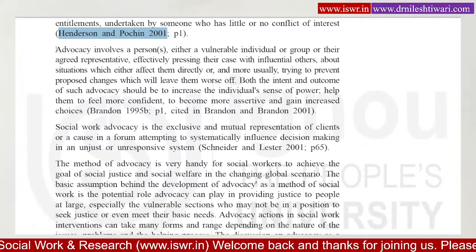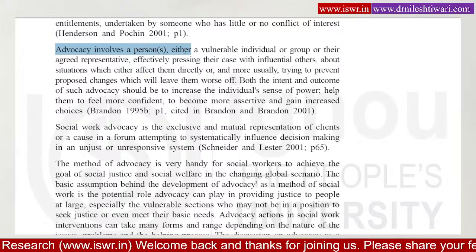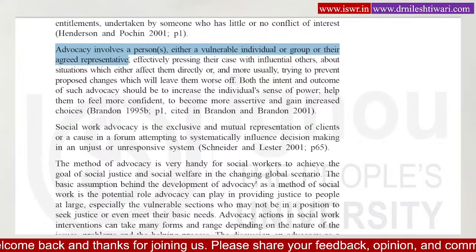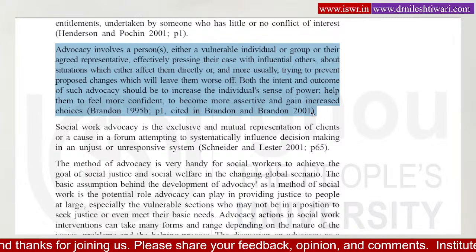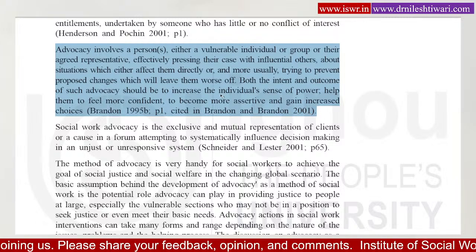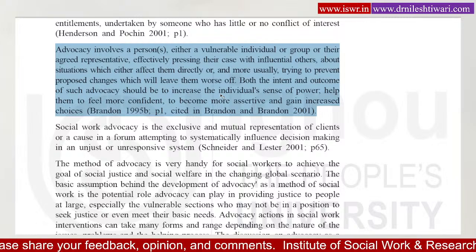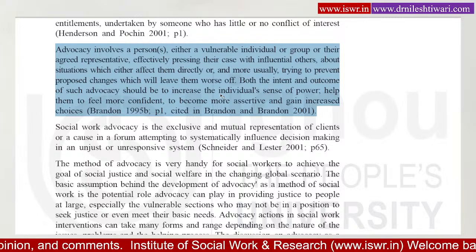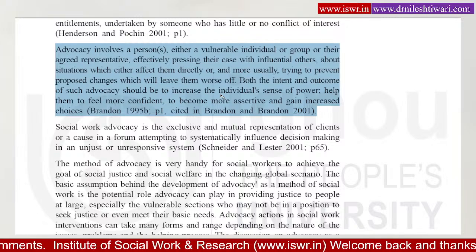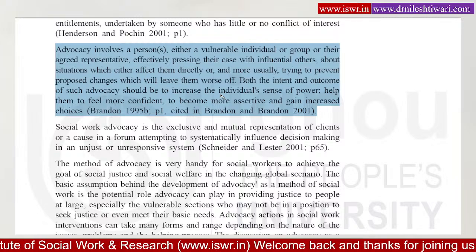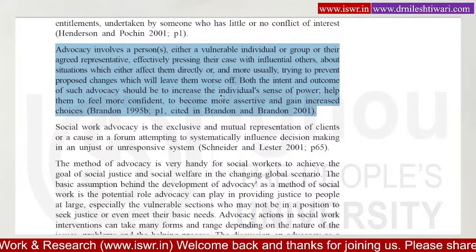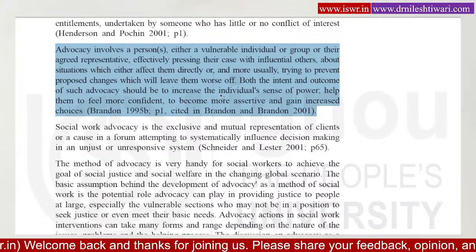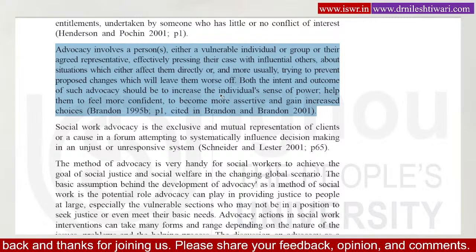Now, if we see further on, advocacy involves a person, either a vulnerable individual or group, or their agreed representative. So basically, this paragraph talks about for whom we go for advocacy. We do advocacy for individuals, for groups, for communities, for vulnerable sections of the society, who do not have that much confidence or awareness to talk about their basic rights, their fundamental rights, their natural rights, their constitutional rights, and all that.